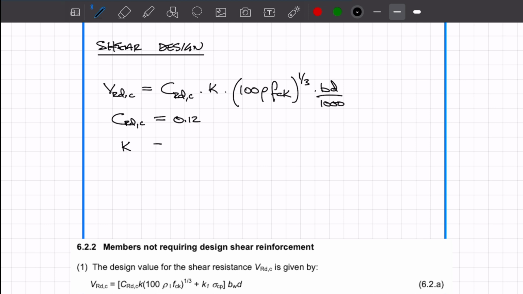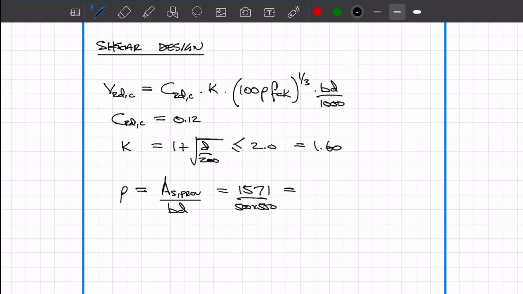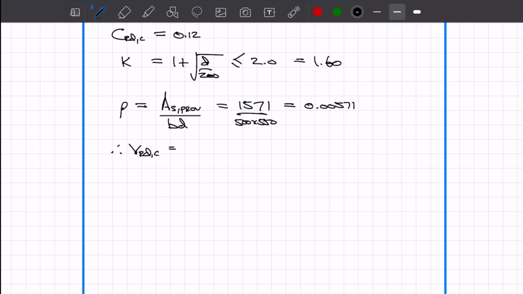You will see the Greek symbol rho come up quite a lot, and it is simply the ratio of reinforcement. In our case, it is the area of steel provided divided by width times effective depth. Plug the values into the equation and you get a VRd,c of 139 kilonewtons. Our design shear of 500 kilonewtons is greater than this, therefore we need to provide shear links.